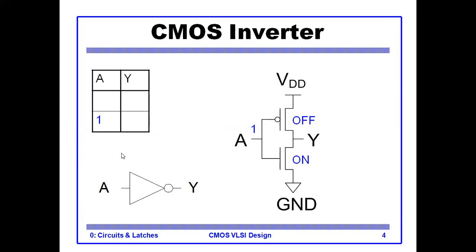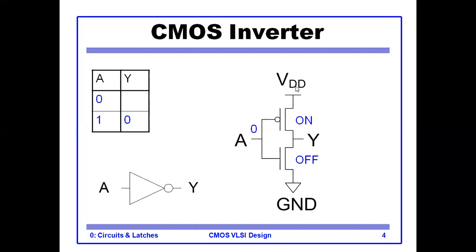Okay, so the output is 0 when we are applying 0 as the input to the CMOS inverter. 0 as an input to the PMOS will put it into the on condition, and 0 as the input to the NMOS will put the NMOS into the off condition.